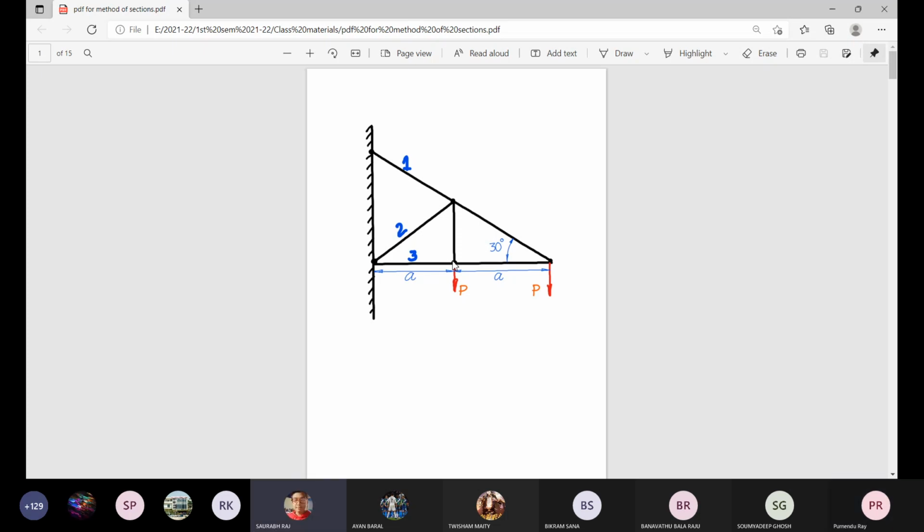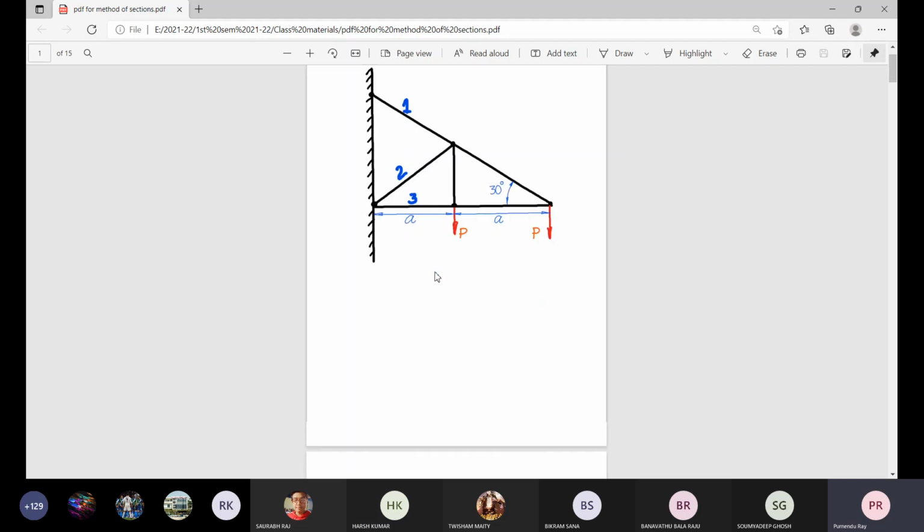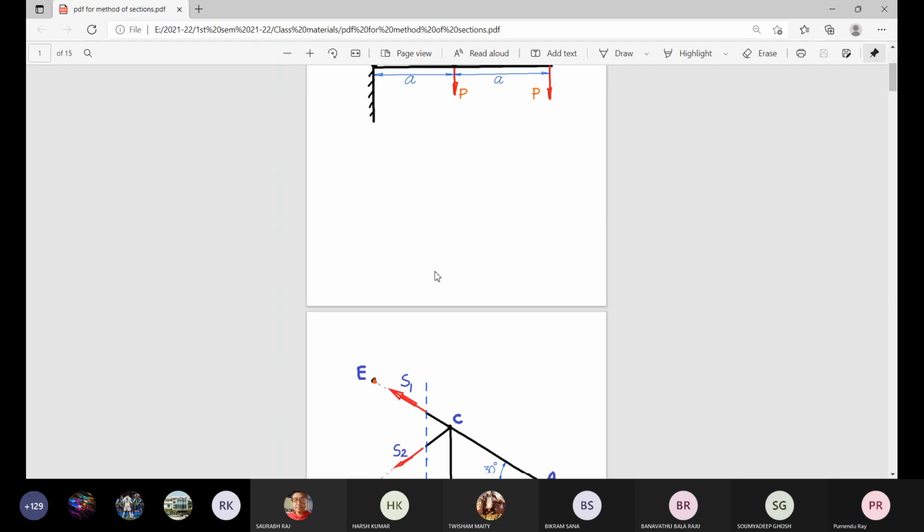The two unknowns are there, so we can solve it. The third one and the vertical one are unknown. These two are unknown. These two are unknown. Now for our convenience, I just do one thing.